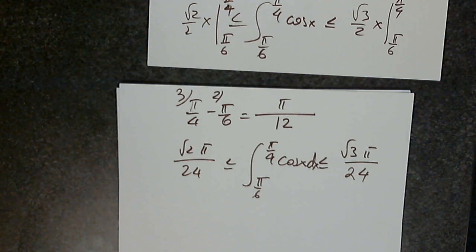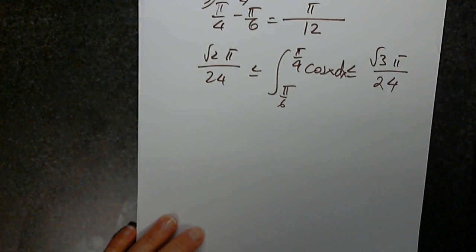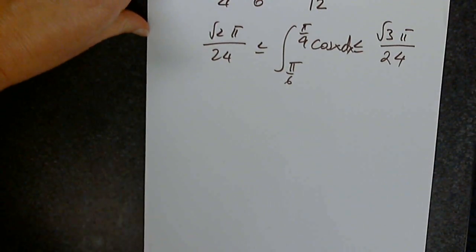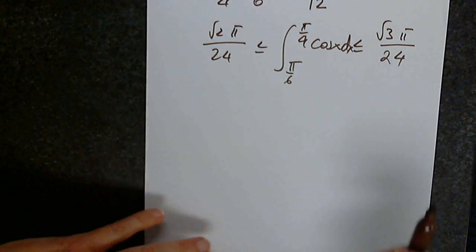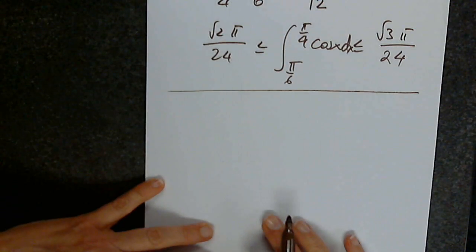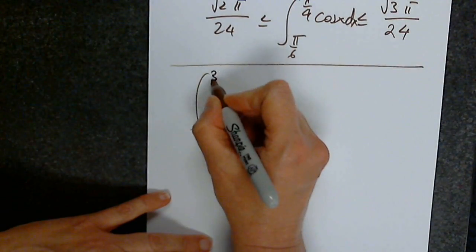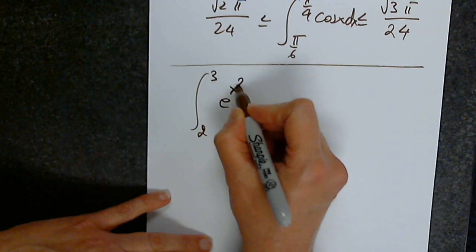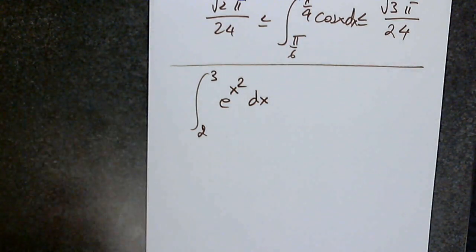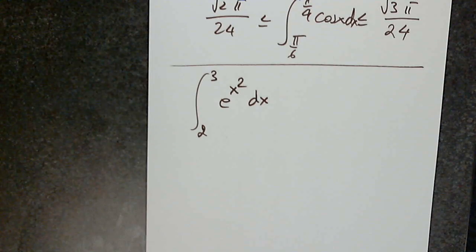Ready for limit of the Riemann sum? Okay, here is an example that is very important and very useful. Let's say I would like to determine the integral from 2 to 3 of e to the x squared dx. There is no antiderivative for this.